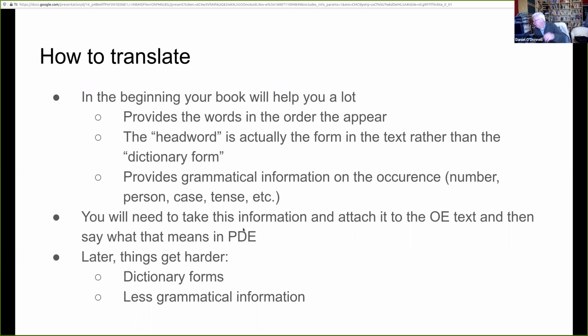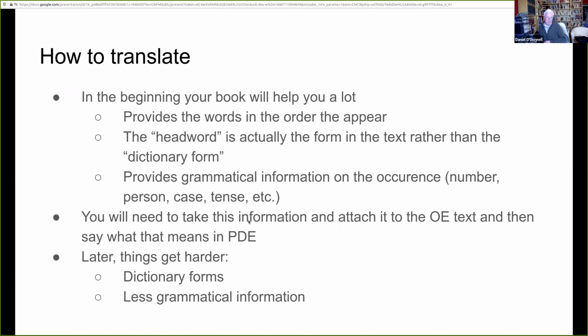In the end, your book will actually help you. Right now, Murray's book is keyed. Every word is actually in the form that it's found in the text, and it tells you what it is right beside it. So it'll say genitive, singular, masculine, nominative, accusative, nominative, singular, feminine, and all the information you need is right there. Later on, it gets a little bit harder.